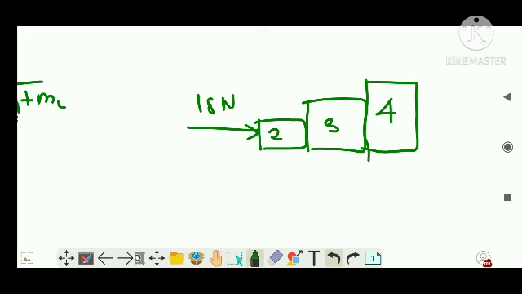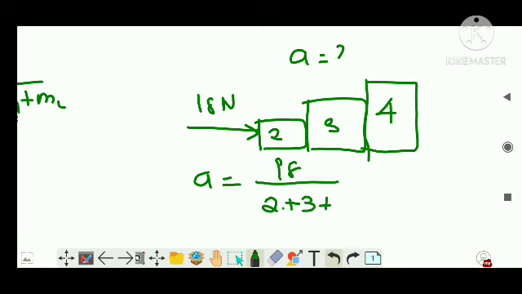Now your first question is, what is the acceleration of the system? You have to take this as a system because each and every one will be experiencing the same acceleration. So I can just write acceleration is equal to net force, which is 18 Newton acting on the entire body, divided by net mass, that is 2 plus 3 plus 4, that is 5 plus 4, that is 9. You will get acceleration as 2 meter per second square.